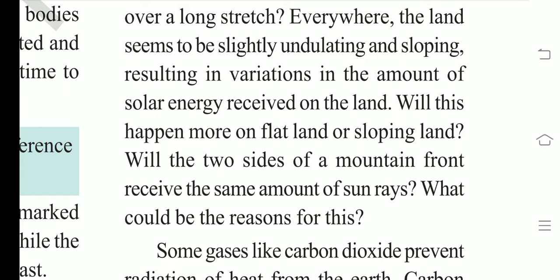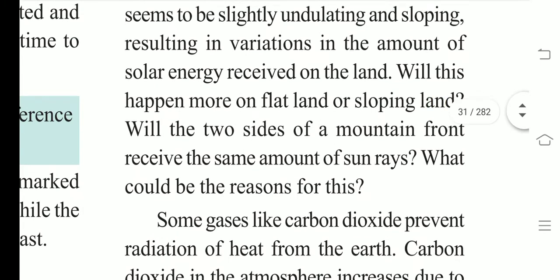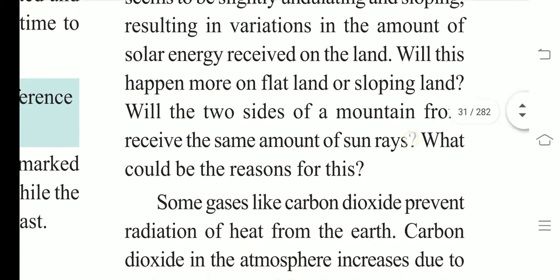For this you have to go through the angle of incidence. Where is the angle of incidence? Sloping land. So there will be less insolation than on flat land, right? Similarly, both sides of the mountains do not receive the same amount of sun rays.